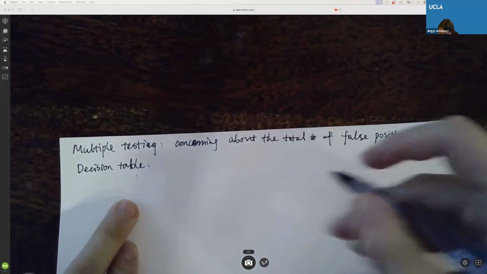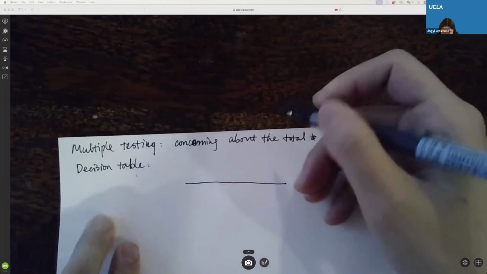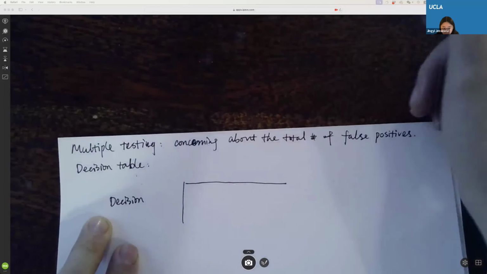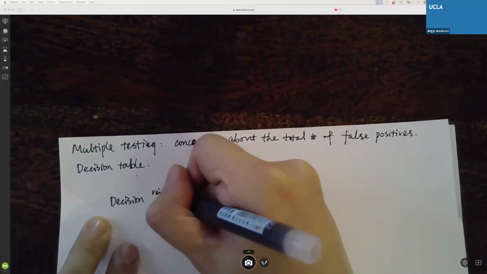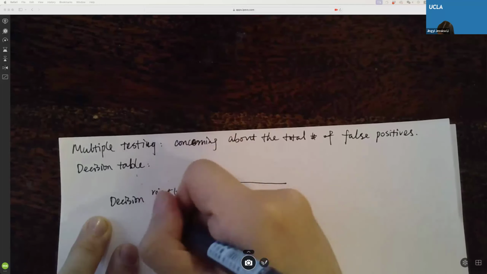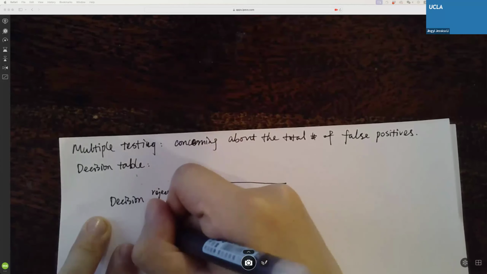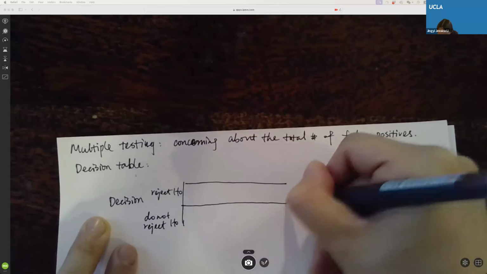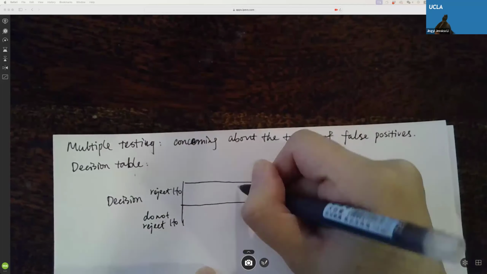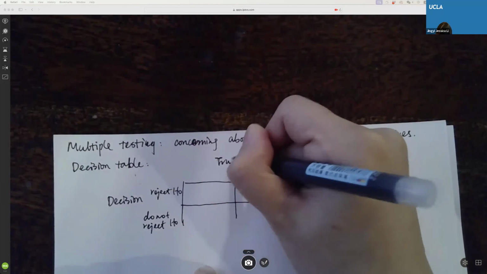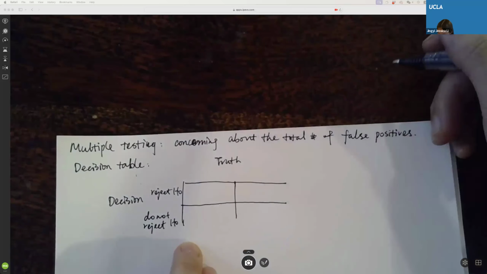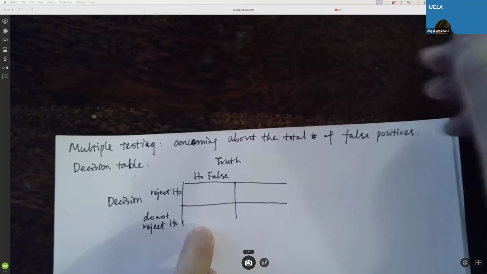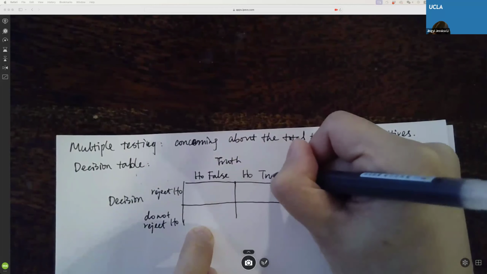So in this case, we will have the rows as our decision. We have two decisions: reject the null hypothesis, do not reject the null hypothesis. That's our binary decision. And the two columns we have are the truth. Even though we don't observe it, we believe that there is some truth, right? This is about H0, the null hypothesis, being false, or the null hypothesis being true.